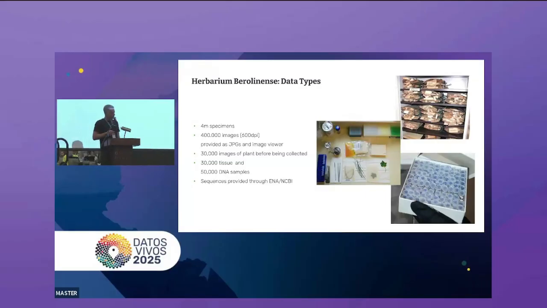We do have 30,000 images of the organisms before being collected. Often that's in the original habitat, so that the surrounding flora is also captured. And we do have 30,000 tissue samples and 50,000 DNA samples in our DNA repository. We provide the sequences through eDNA and NCBI with nightly updates.